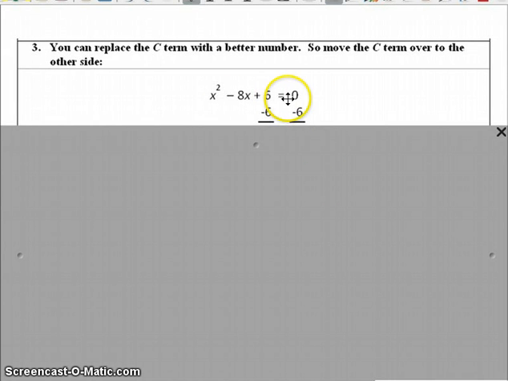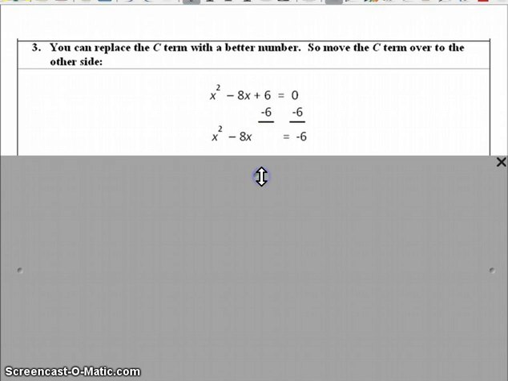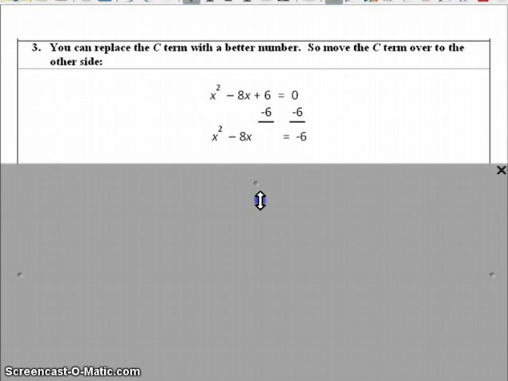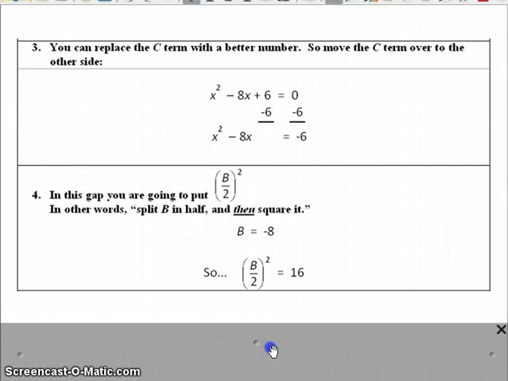Here's that equation, but the problem, as I say, is this third term. Let's get it out of there. Let's move it to the other side. Now I've got a blank space here. Now, what do I put in here? Well, let's make this as simple as possible. Really what you're putting here, you're splitting this coefficient here, negative 8, in half and squaring it. What's half of negative 8? Negative 4. What's that squared? That's 16.